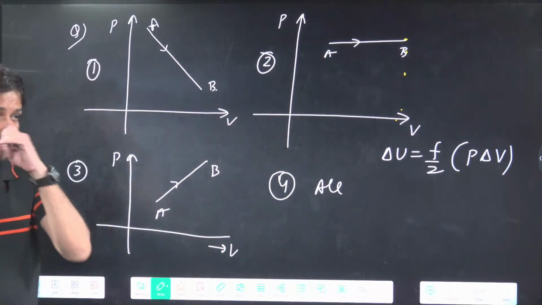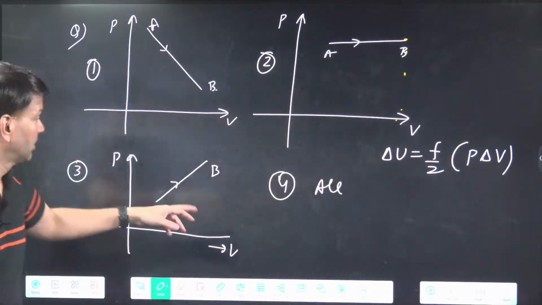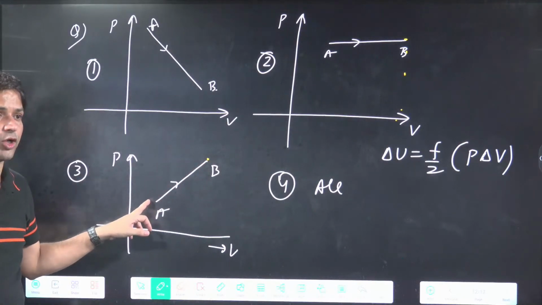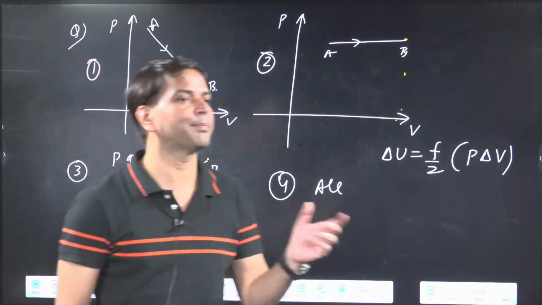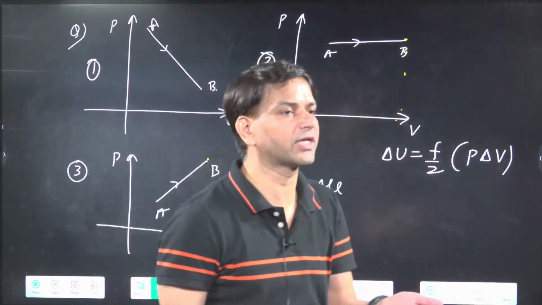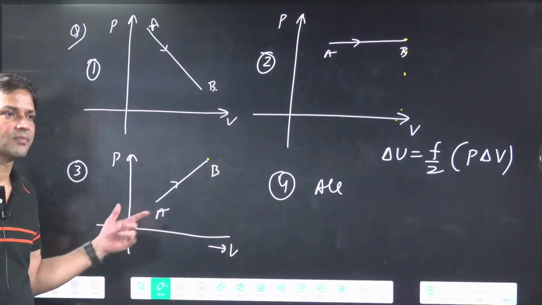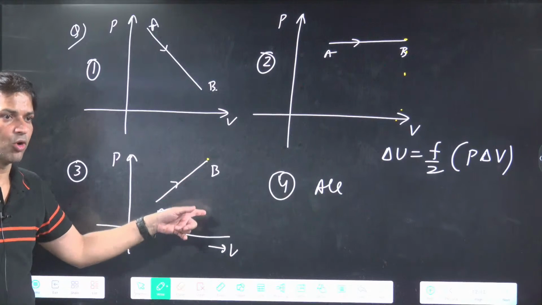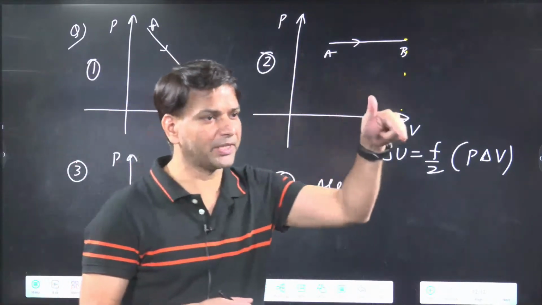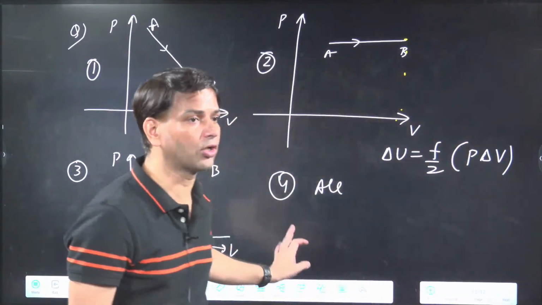In 3 also, the final pressure and final volume are more than the initial pressure and initial volume. So P2 V2 will be more than P1 V1. At B, pressure is more and volume is more. At A, pressure is less and volume is less. So the product of pressure and volume at B will be more than at A. So in this case also we cannot get zero.